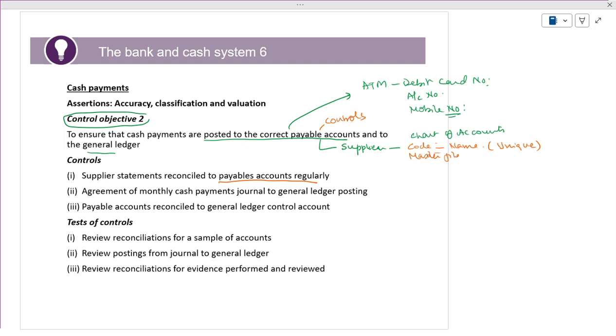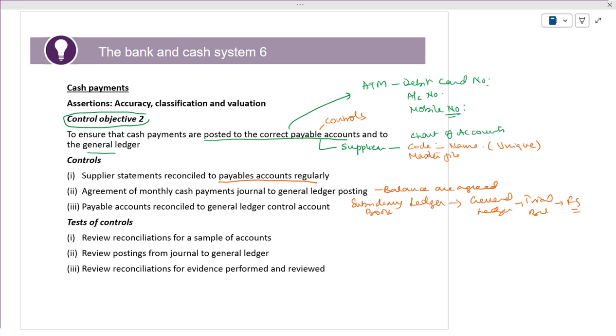Here you have to reconcile the supplier statement. The first one is agreement of monthly cash payment journal to the general ledger, meaning whether the balances are agreed. We will say the process is there: first it will be the journal entry, then the subsidiary books, then the ledger, then the general ledger, then the trial balance, and ultimately the financial statements.